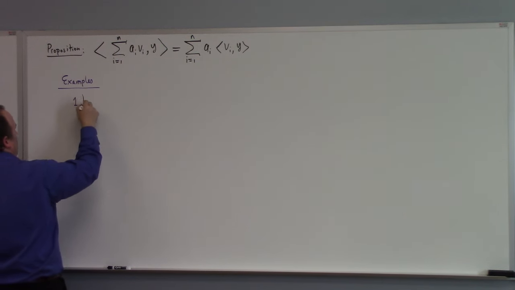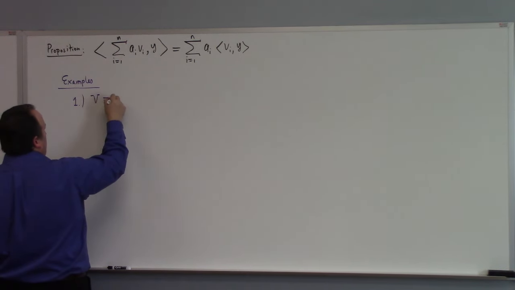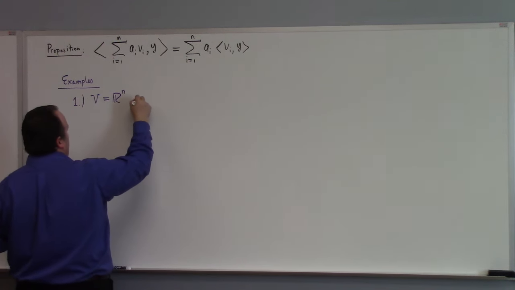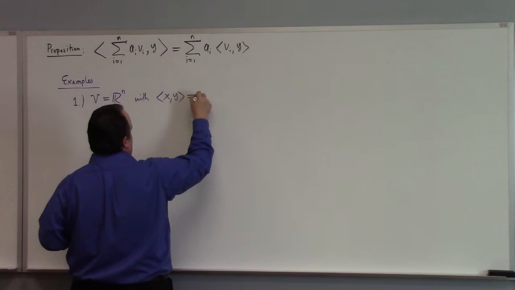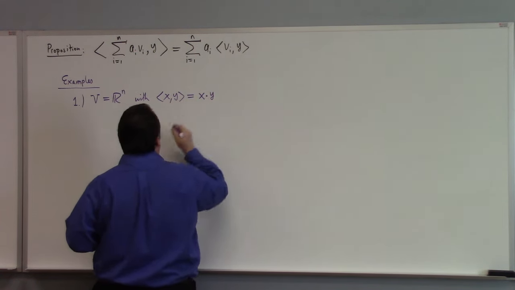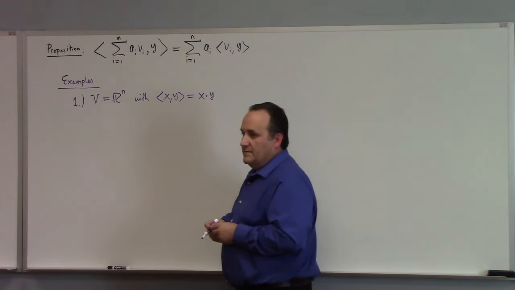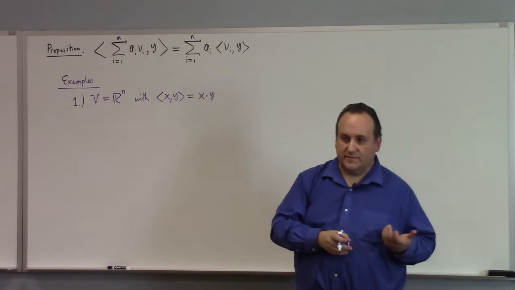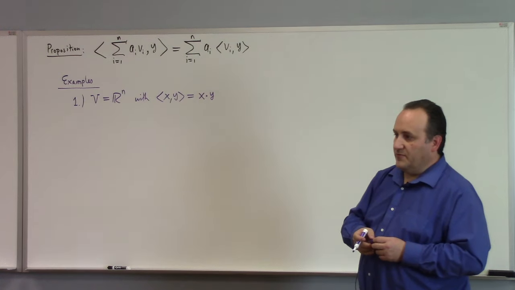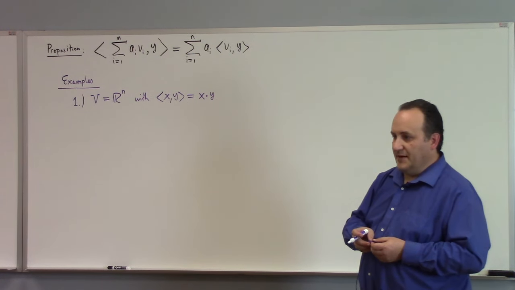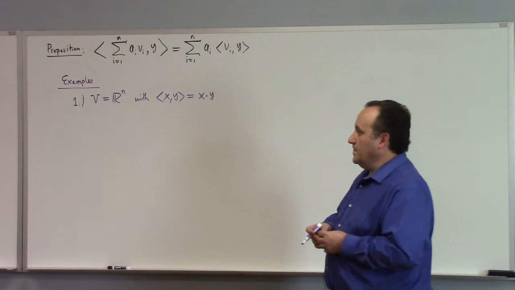Number 1, I would suppose, is V equal to R^n, with the inner product of x and y simply defined to be the dot product of x and y, right? This is an inner product. This is, in fact, what the definition of inner product is really based on, just trying to abstract this idea. Okay?